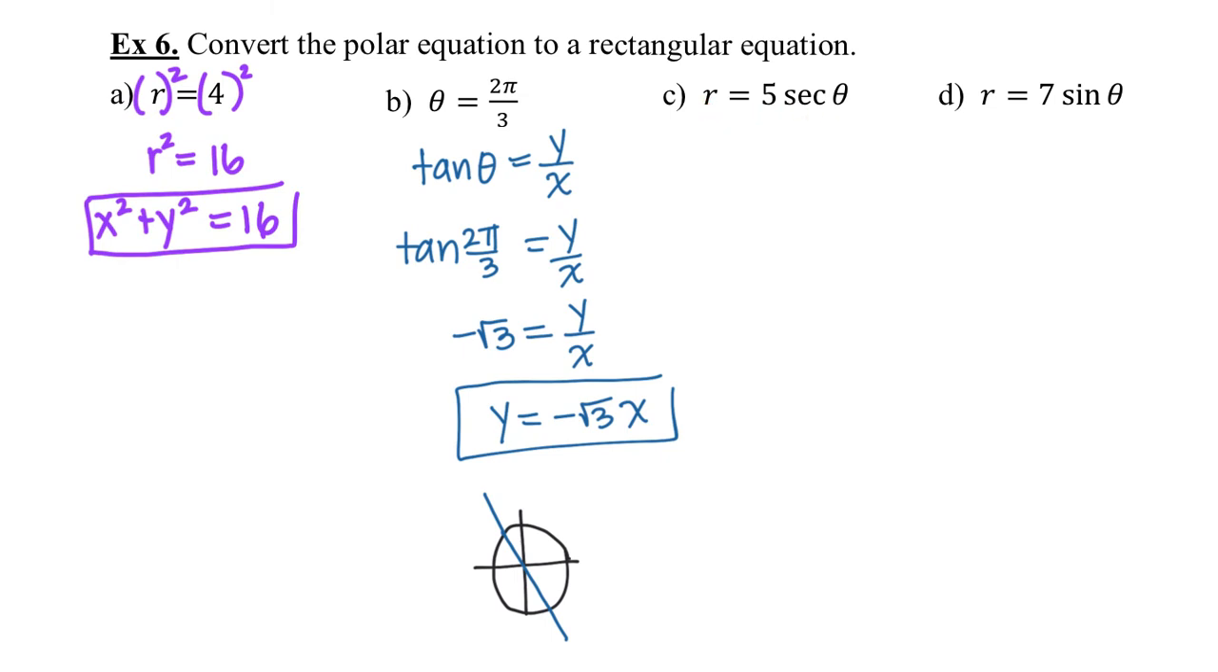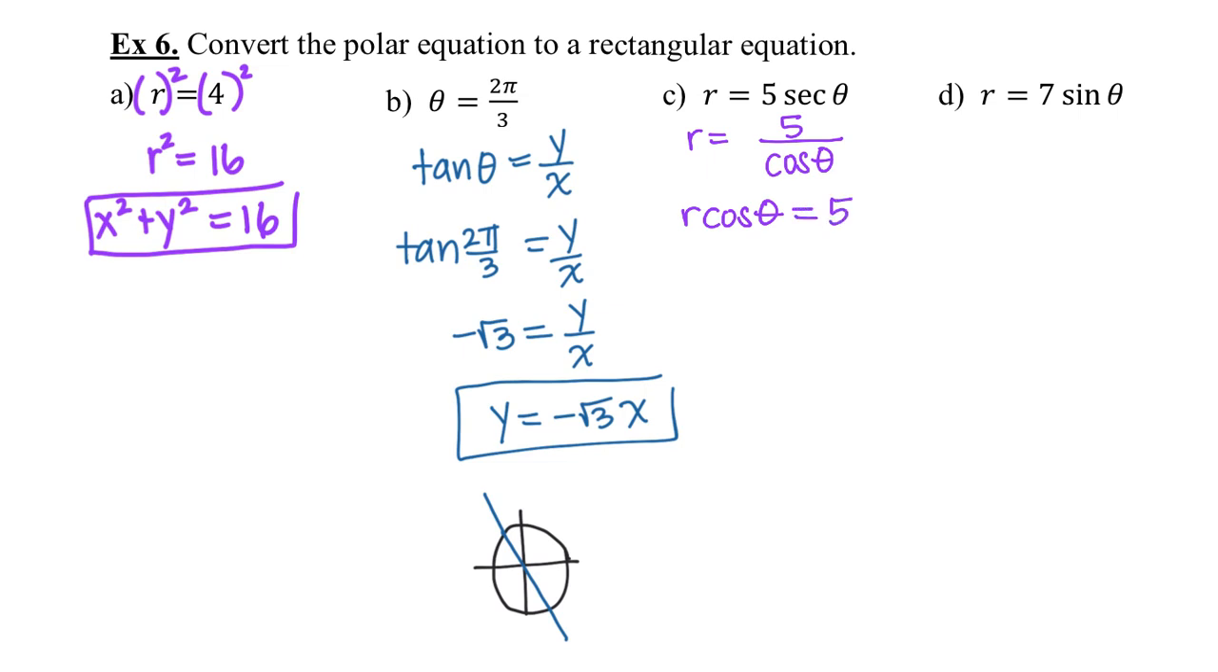Okay, let me look at the next one. C is r equals 5 secant theta. I'm going to rewrite secant as 5 over cosine. And I'll look and see if I can do something else with this. I'm going to go ahead and multiply the cosine to the side with r. So I'll get r cosine theta equals 5.